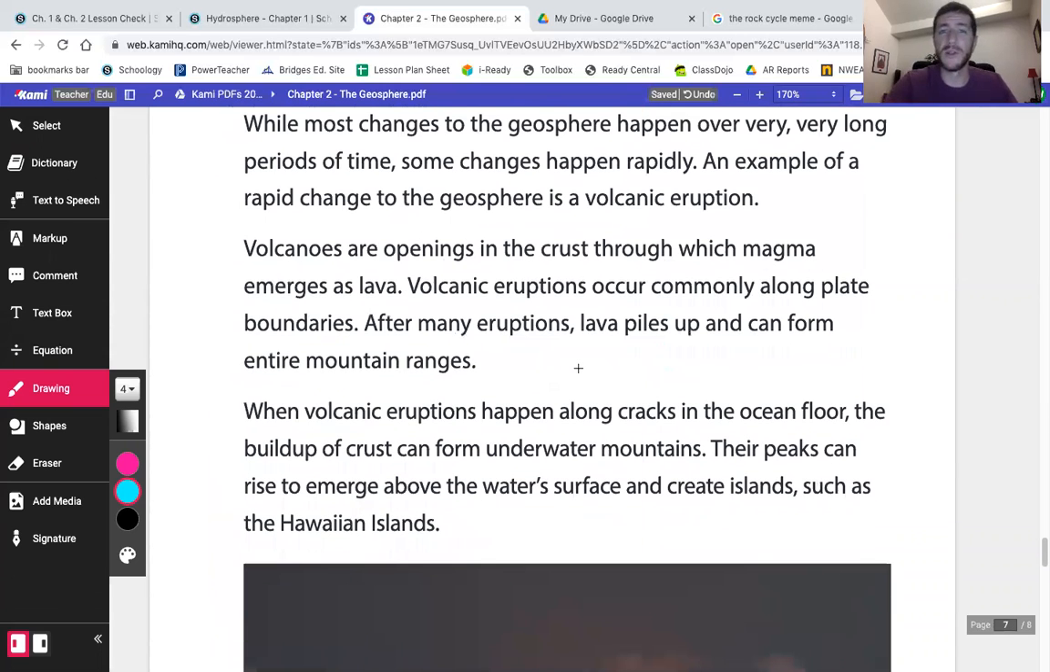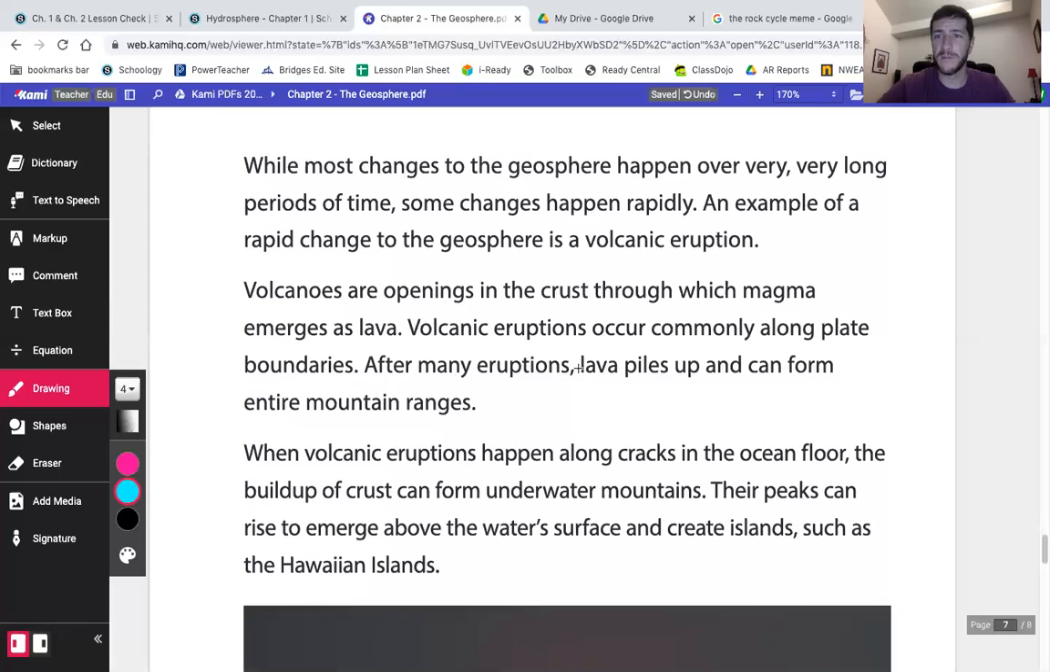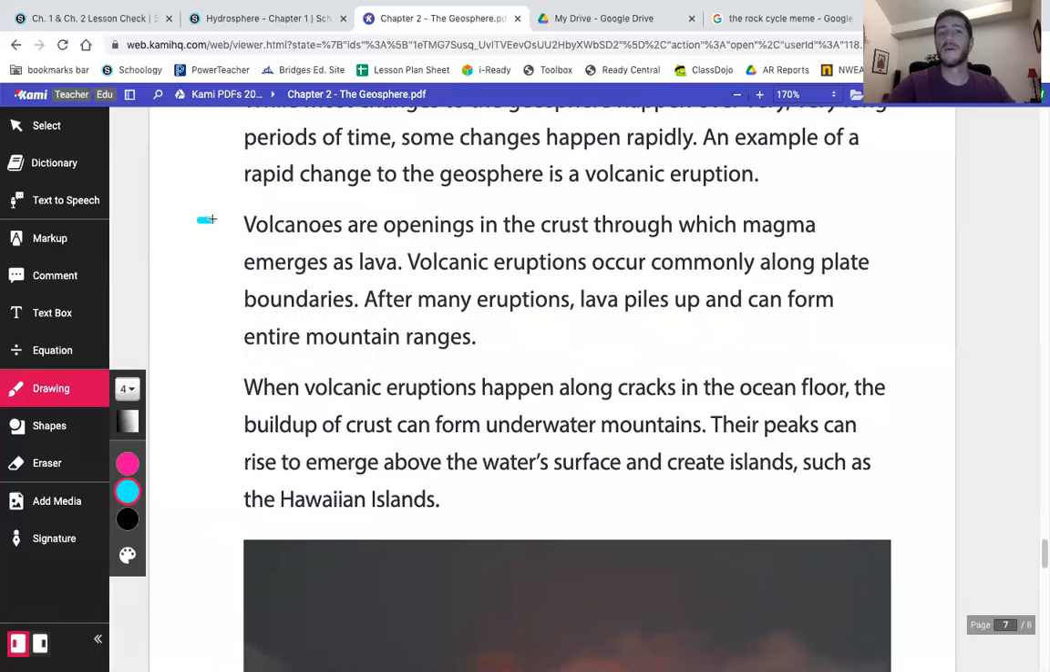While most changes to the geosphere happen over very long periods of time, some changes also happen very, very quickly. An example of rapid change to the geosphere is a volcanic eruption. We talked earlier about when magma is underground, lava is on top of the ground. I'm going to read this part right here. Volcanoes are openings in the crust through which magma emerges as lava. Volcanic eruptions occur commonly along plate boundaries. Wonder why? I mean, there are cracks in the ground, pressure underneath, duh.